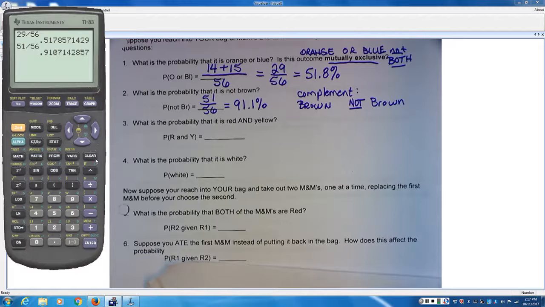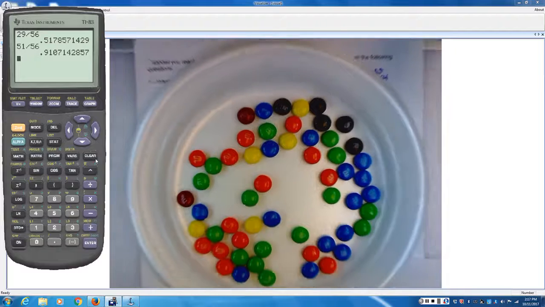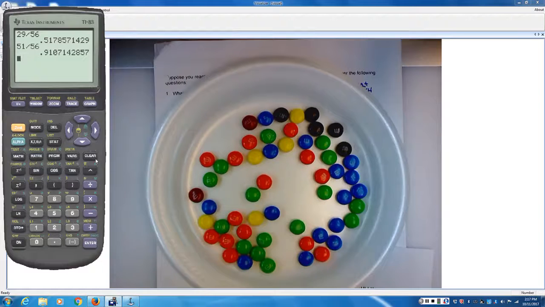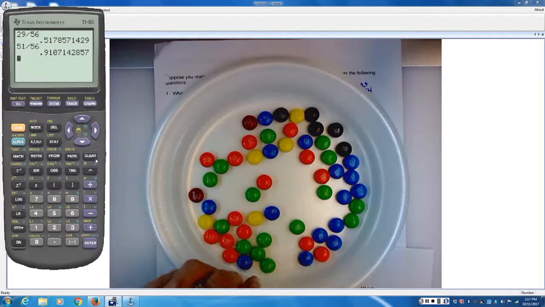And if you look, and this is why I said hang on to your M&Ms, there's my brown M&Ms. Look how outnumbered they are. So I was really likely not to get a brown M&M. I was really likely to get some other color. That's the complement of brown.